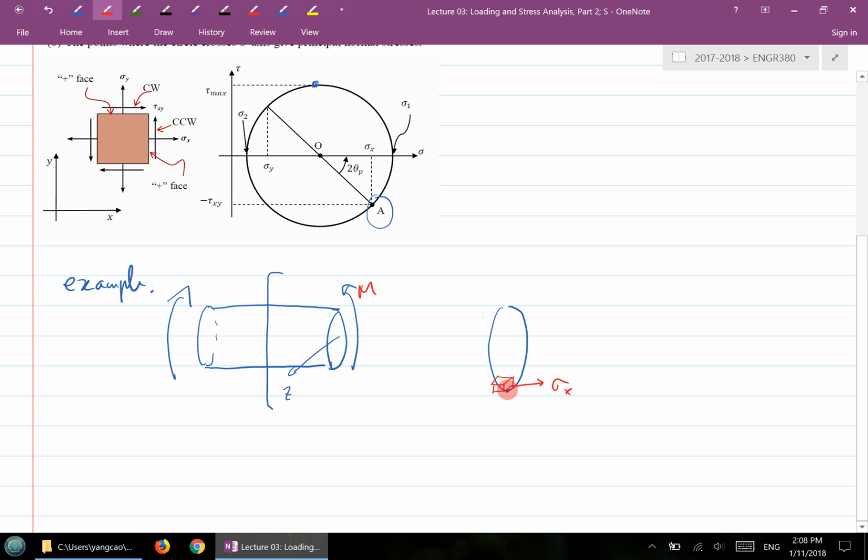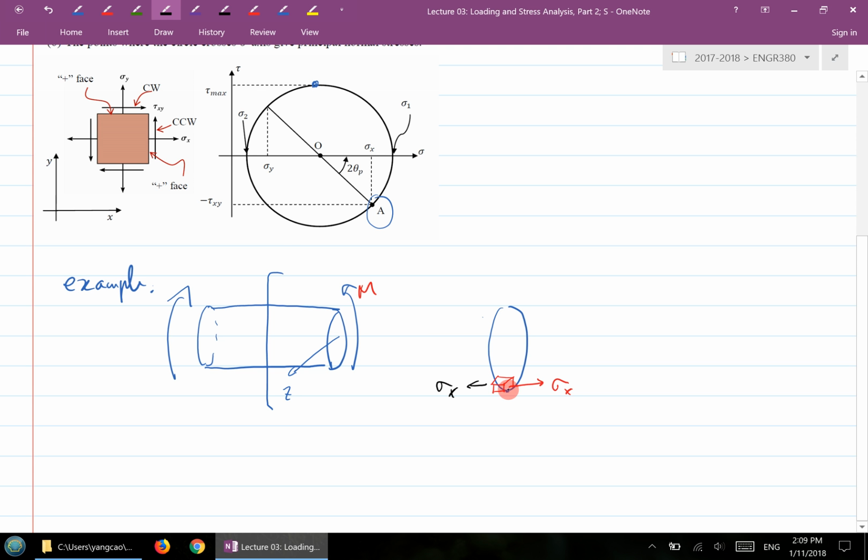So this cube is the state of stress for that stress element. This cube is called a stress element, and then you draw the state of stress on the cube. For this stress element to be in equilibrium, you need another sigma x on the other side of the cube. And because there are only bending moments like this in this picture, there's nothing else. So that's all the stress that you have for this stress element.